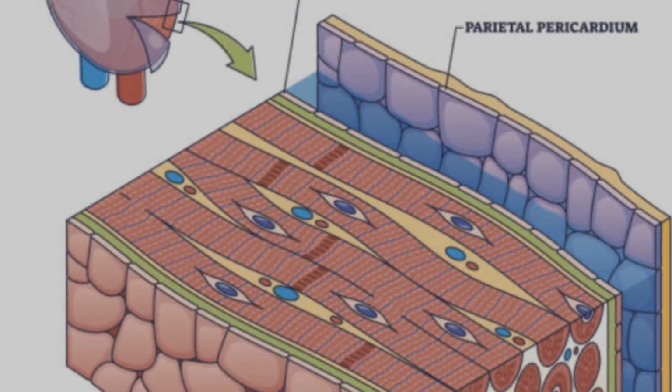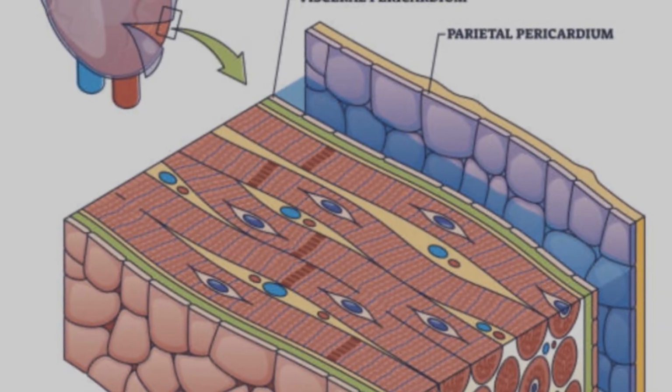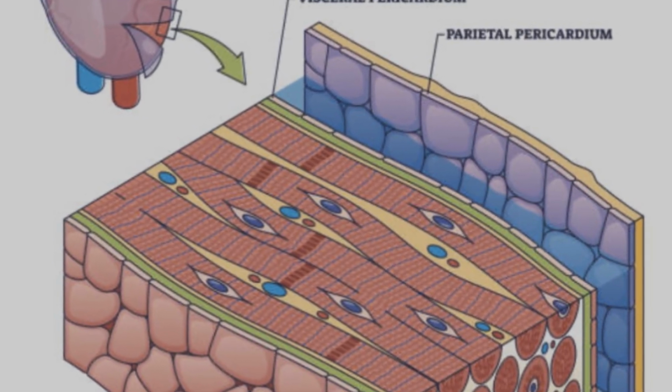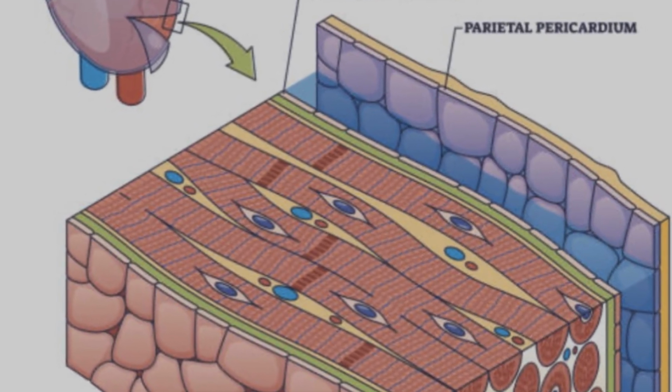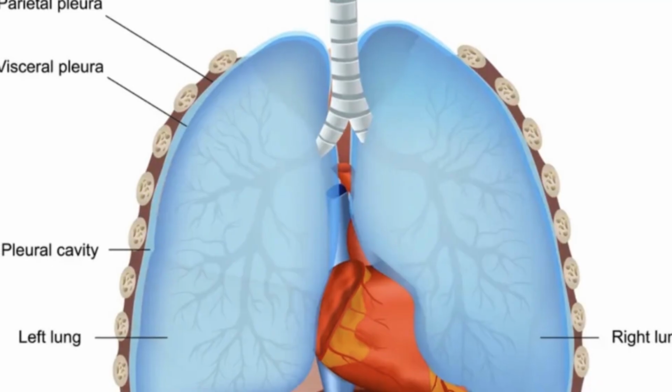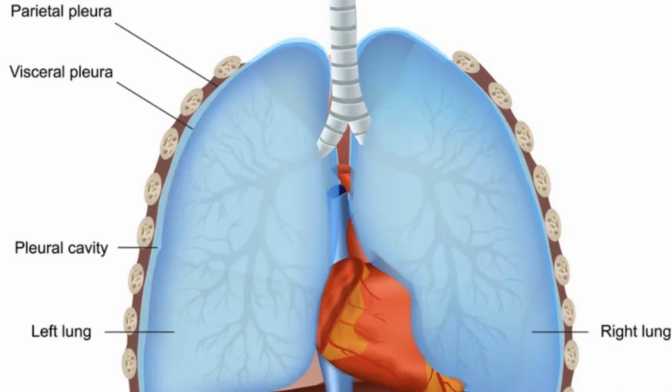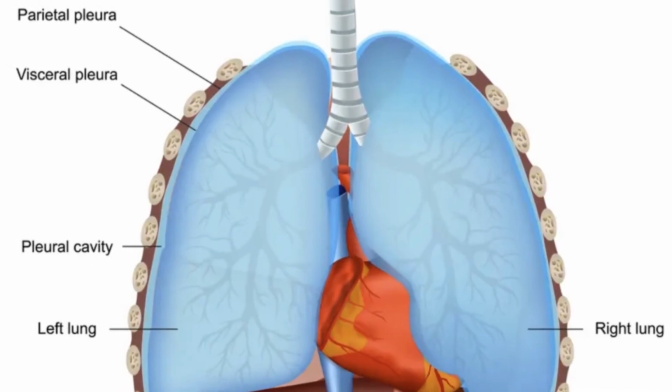Pericardium, heart. Visceral pericardium covers the heart, parietal pericardium lines the sac around the heart. Pleura, lungs. Visceral pleura covers the lungs, parietal pleura lines the chest wall. Peritoneum, abdominal organs. Visceral peritoneum wraps organs, parietal peritoneum lines the abdominal wall.